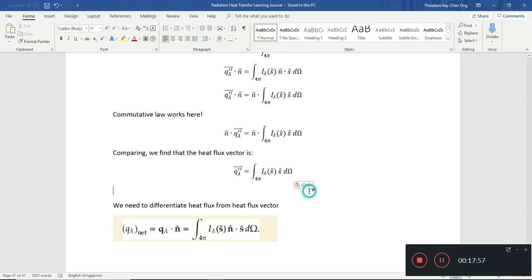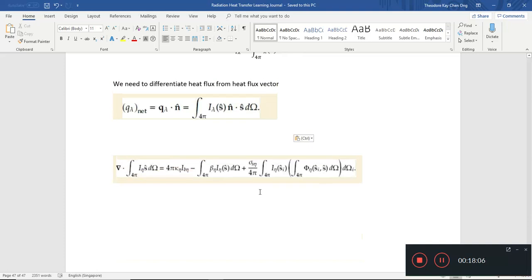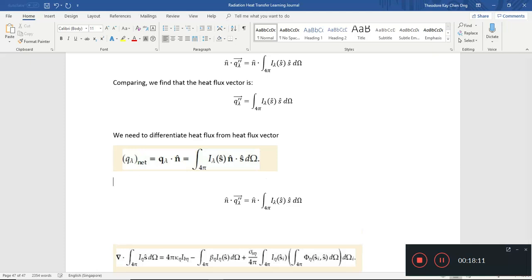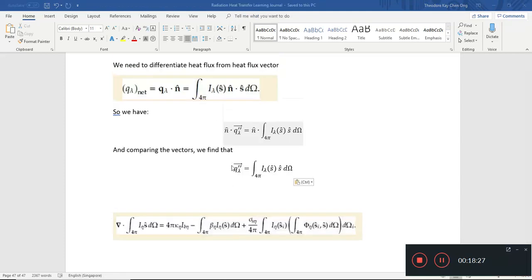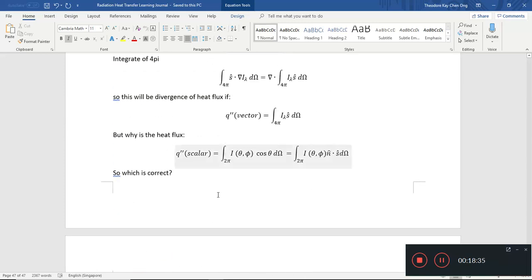So if we want, okay, we need to differentiate the heat flux from the heat flux vector using this equation. And comparing the vectors, we find that the heat flux vector is as such. Okay, so now we have established the difference between the heat flux scalar and vector. We can continue on looking at the divergence.